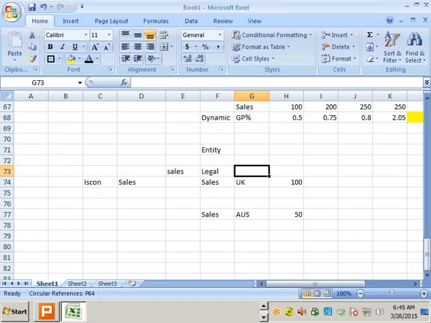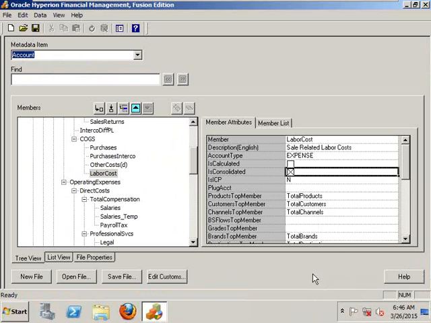When you keep it as Is Consolidated, you are saying that my account member needs to be consolidated across the entity hierarchy structure. That's what I am saying for my financial statement members. Okay, that is the use of Is Consolidated.